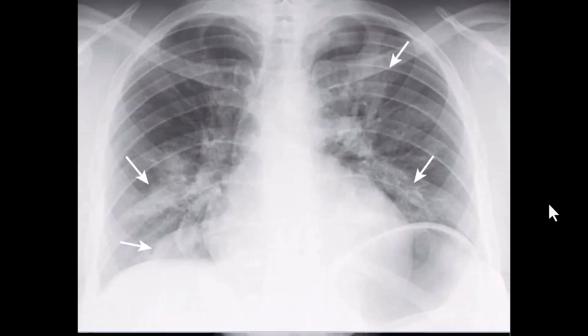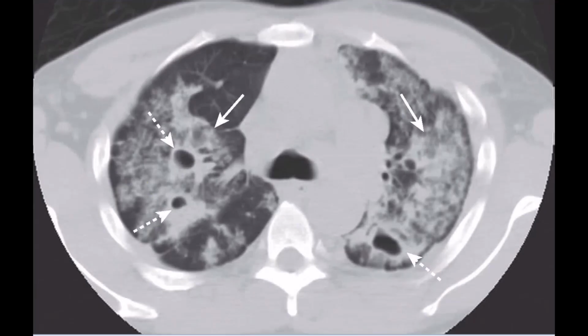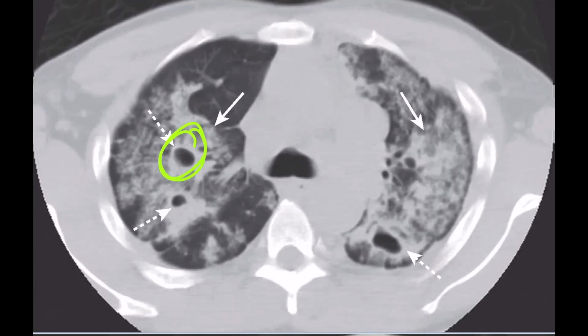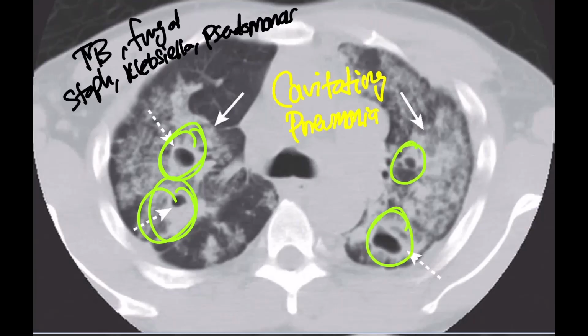So this is another example of pneumonia, and this is bronchopneumonia, and this is caused by Staphylococcus aureus. And you can see multiple irregularly marginated patches of airspace disease in both lungs, like here, here, here, here, and here. This is another type of pneumonia, which is cavitating pneumonia. So you can see multiple cavities in here, here, here. And the most common causes are TB, fungal infection, staph, Klebsiella, and Pseudomonas.